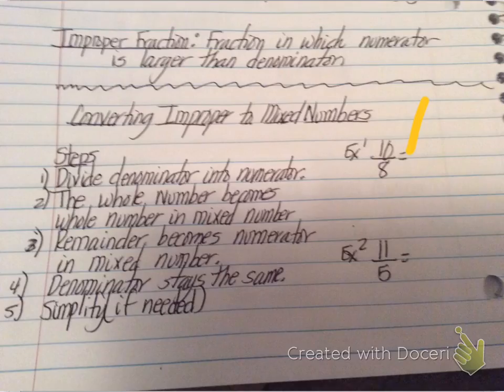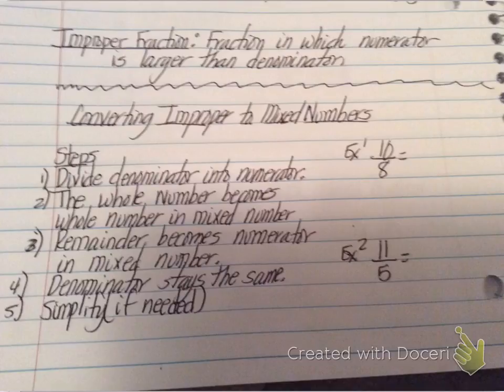So let's go back to the steps for this one. We're going to first divide your numerator by your denominator. Denominator is the bottom number, numerator is your top number. Once you've done that, the whole number becomes the whole number in your mixed number. The remainder will become your numerator in the mixed number. And then your denominator will stay the same. And then you're going to simplify if needed. So again, I know the steps sound kind of confusing. So let's work a few problems out. And I'll discuss each step as I get to it.